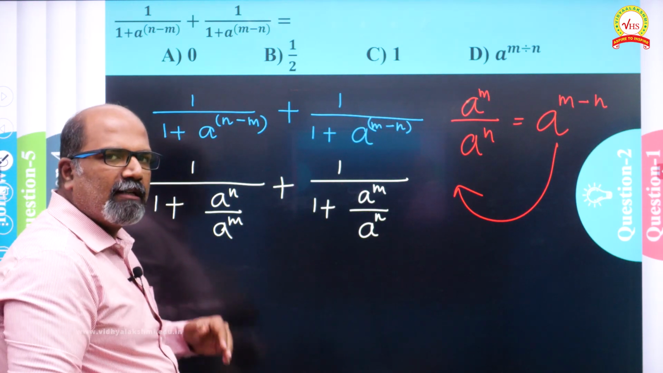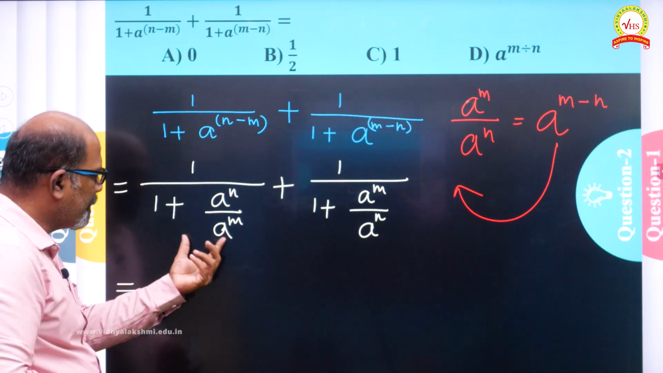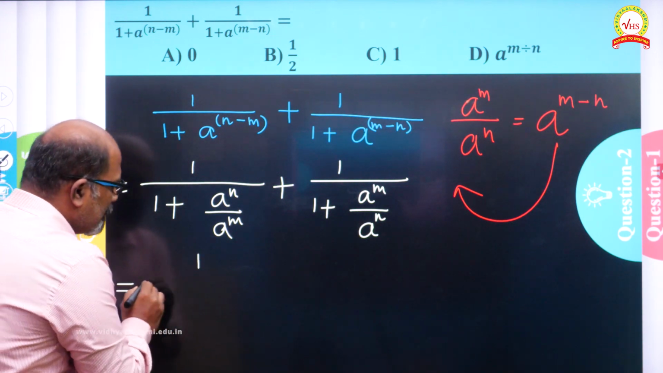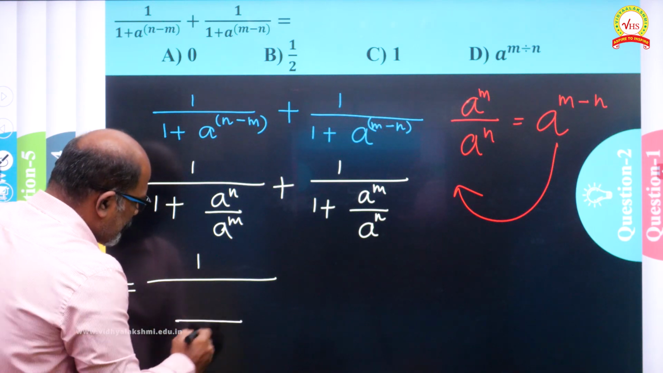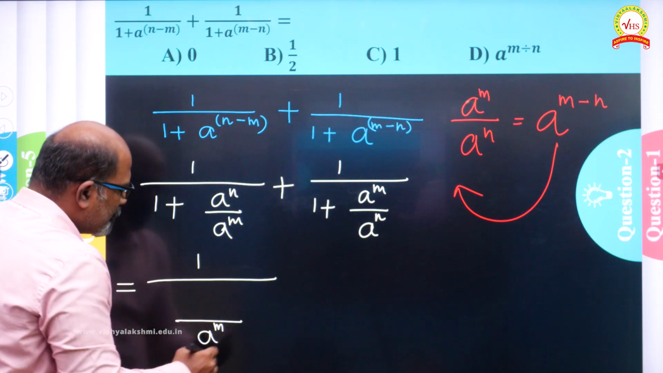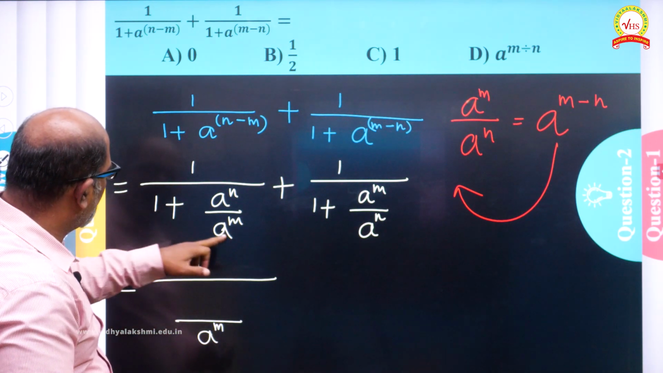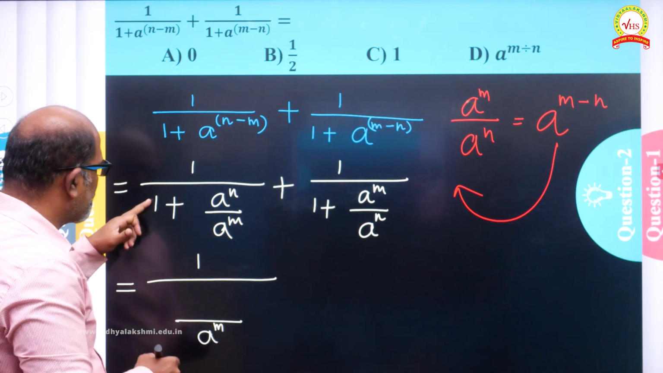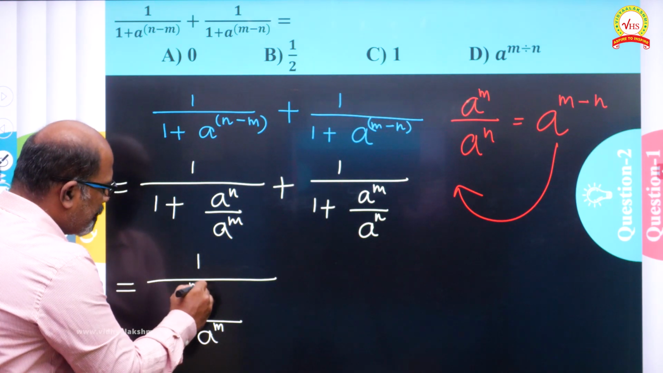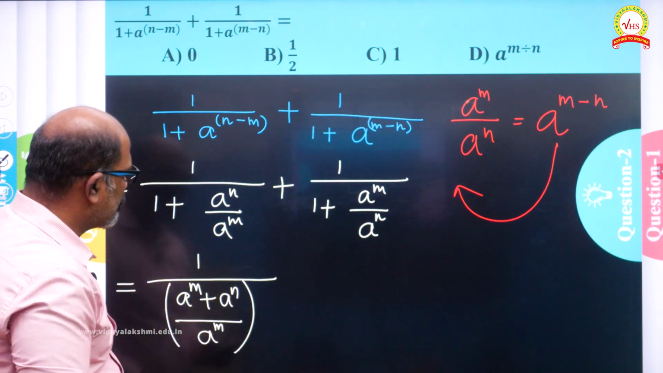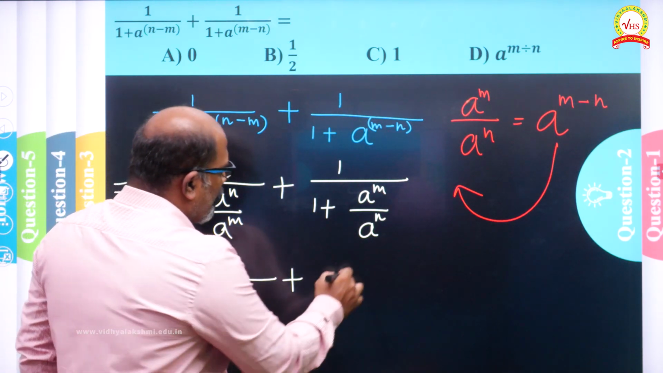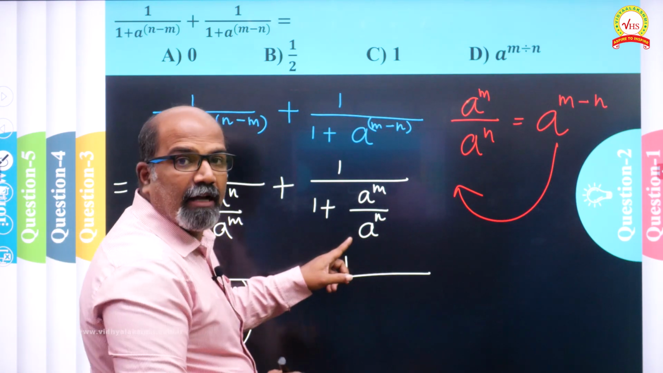Now here we have to take the LCM for the denominator part. So for that I take 1 upon the LCM, which is a power m. When I take the LCM a power m, this will be cross multiplied with 1, so we will be having a power m plus a power n. This whole denominator is upon 1, and then followed by 1 by, here also we have to take the LCM.